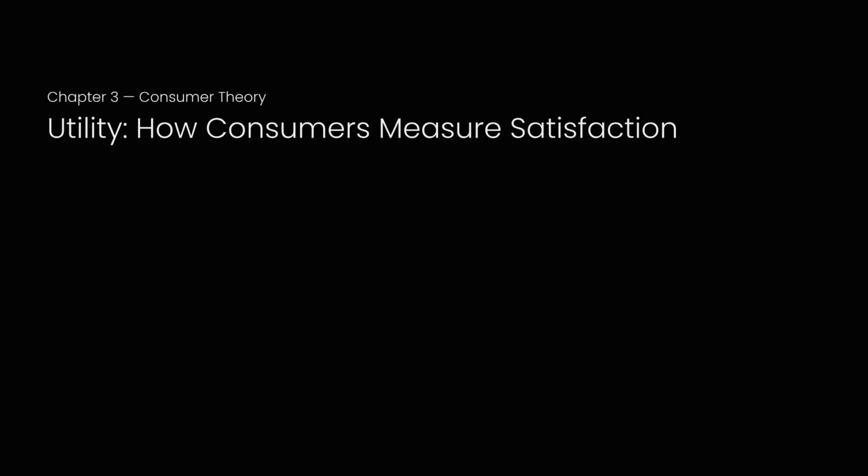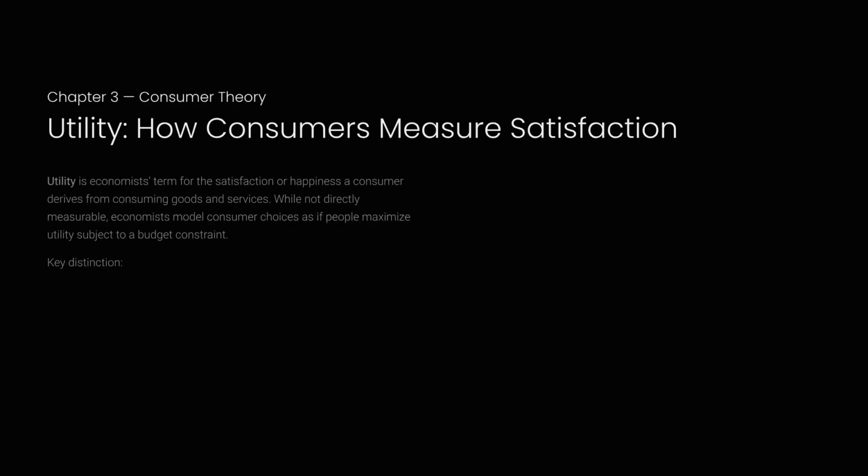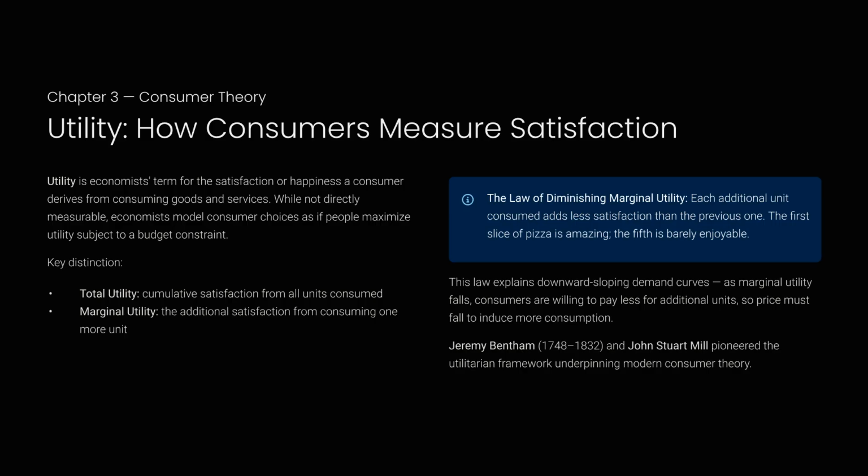Chapter 3 introduces utility, economists' term for consumer satisfaction. While total utility is cumulative satisfaction, marginal utility is the additional satisfaction from consuming one more unit. The law of diminishing marginal utility explains downward-sloping demand curves.